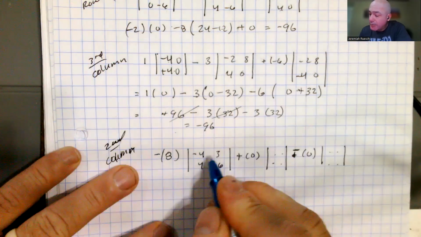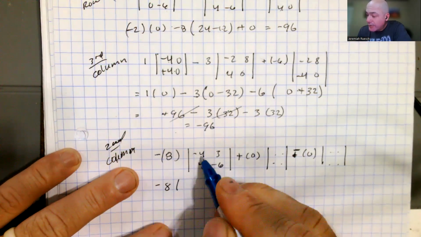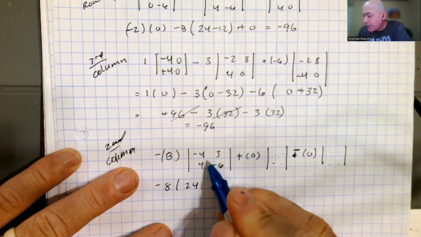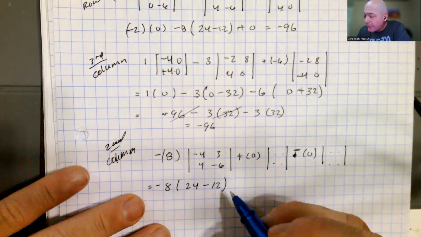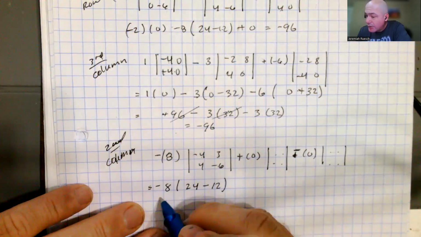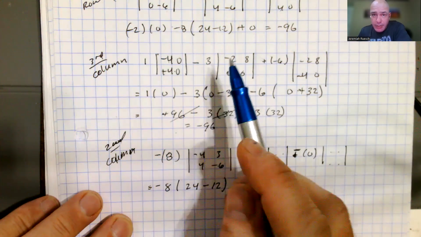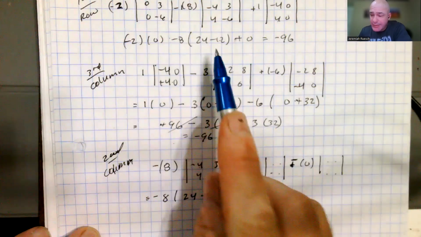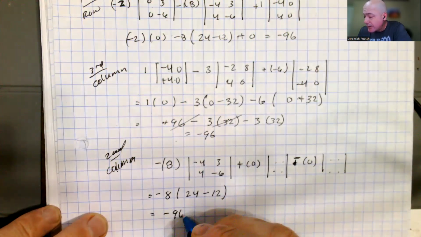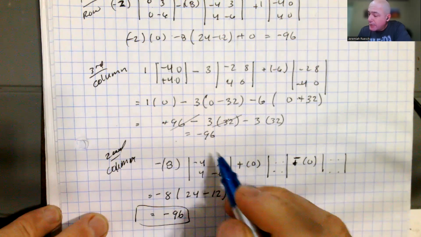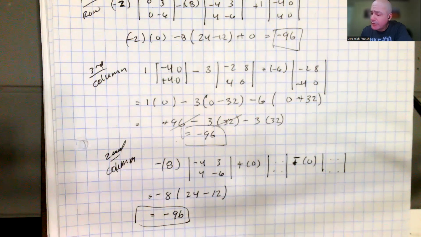And now we're just left with computing this one determinant: negative 8 times positive 24 minus 12. Okay, so this looks like something we saw very similarly to the first row when we first did it, right? Like here, oh, right there. That's exactly the same result. And we get negative 8 times 12, which is negative 96. Okay, so in each situation, we ended up with the exact same result.